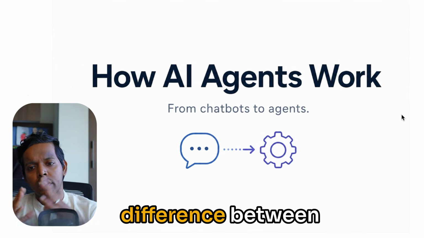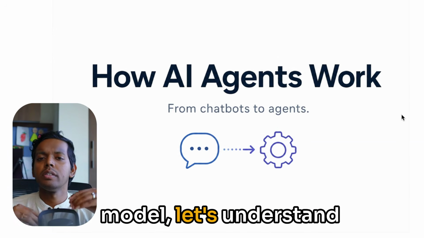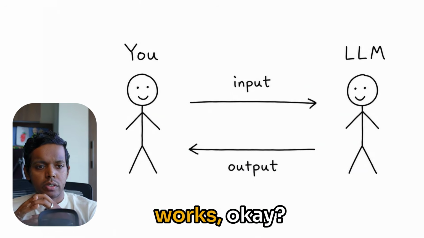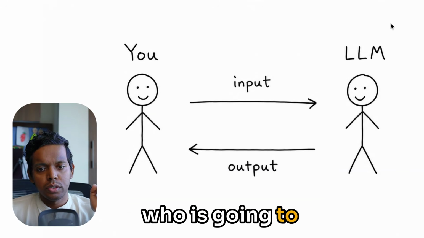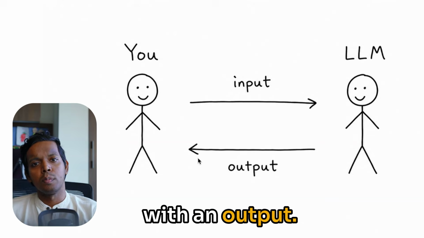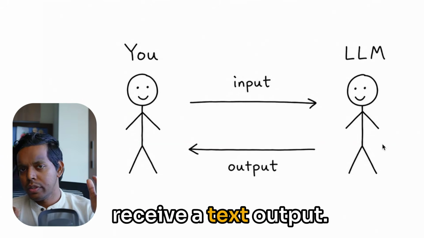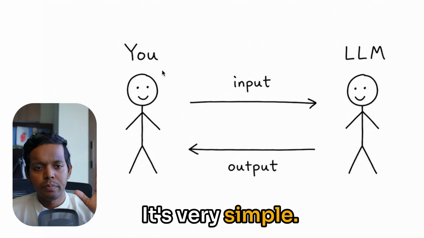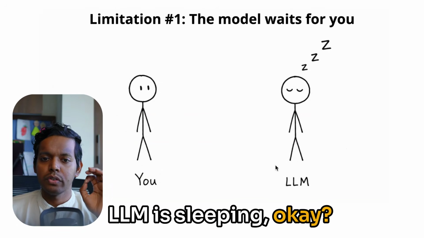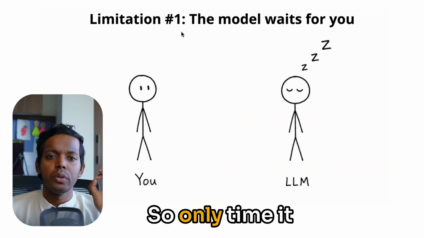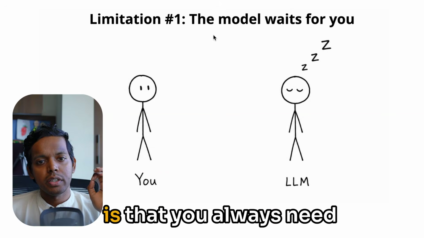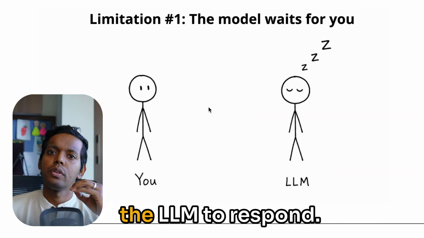Now that we have understood the difference between the AI app and the AI model, let's understand how the AI agent works. So this is how a regular conversation works. You're the person who is going to chat with the LLM. Whenever you give an input, the LLM is going to respond with an output. Basically, you give a text input and you receive a text output. It's very simple. Now, the main limitation here is if you don't give anything, the LLM is sleeping. It's not going to do anything. The only time it responds is when you give an input. So the first limitation is that you always need to give an input for the LLM to respond.